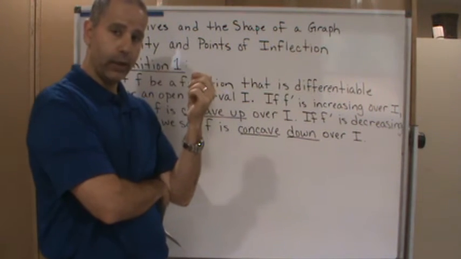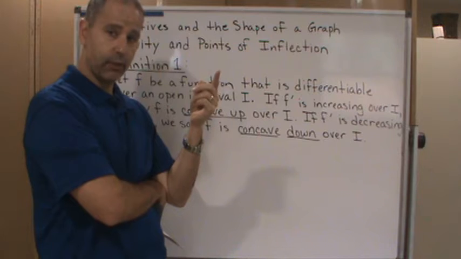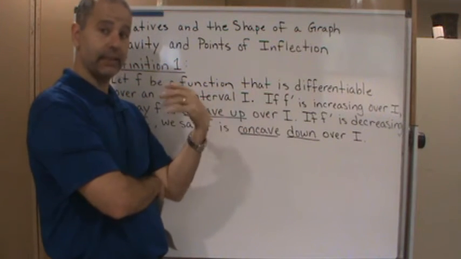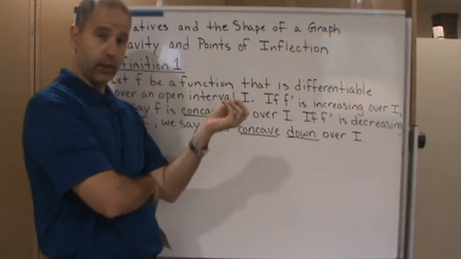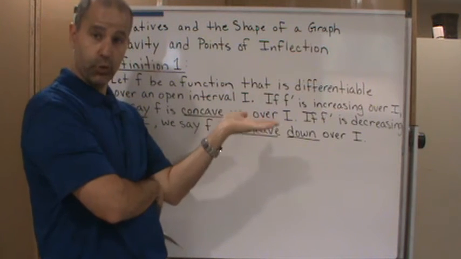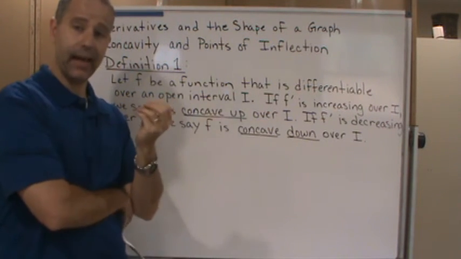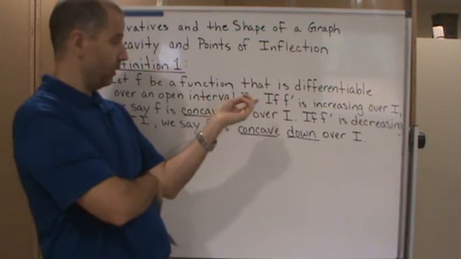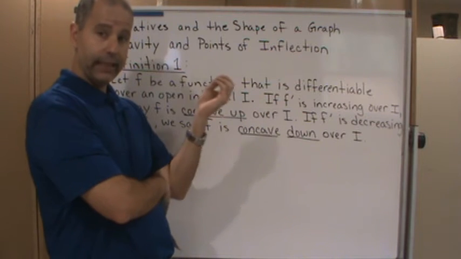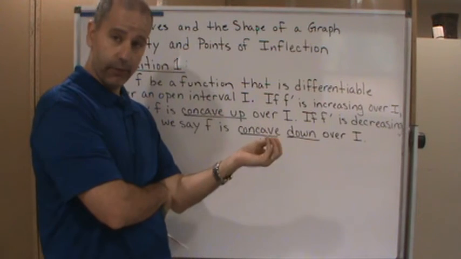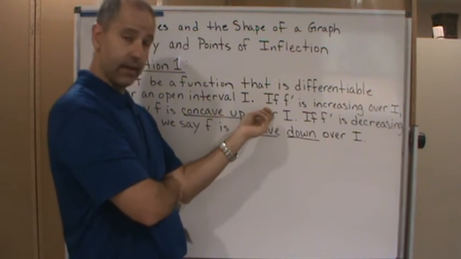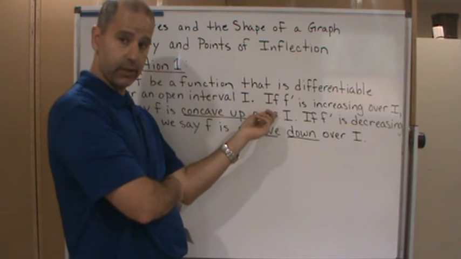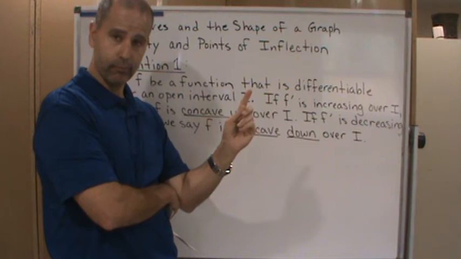So how do we know if the derivative is increasing or decreasing? Well, if the derivative function is differentiable, we can apply the corollary to the derivative. So meaning that if we take the second derivative of f prime, if the second derivative is positive, that tells us that the slope is increasing. The derivative is increasing, which means concave up.